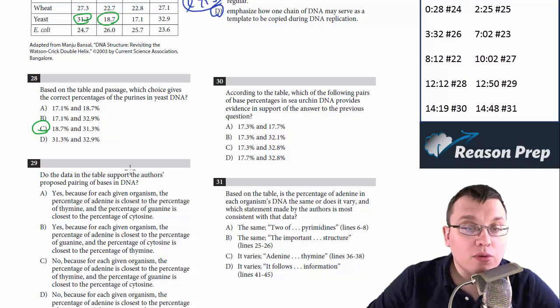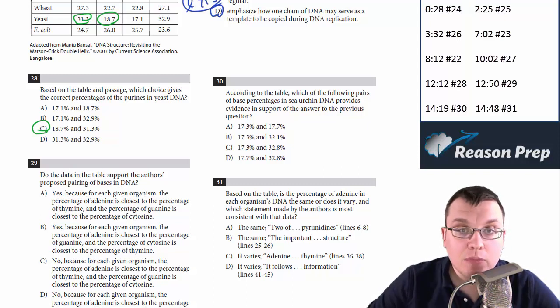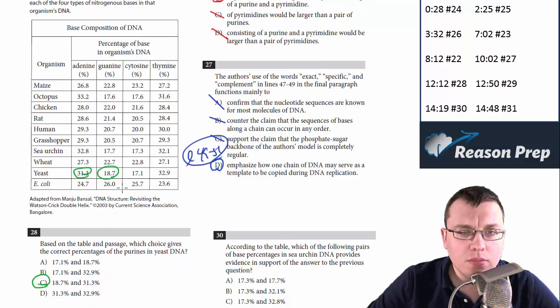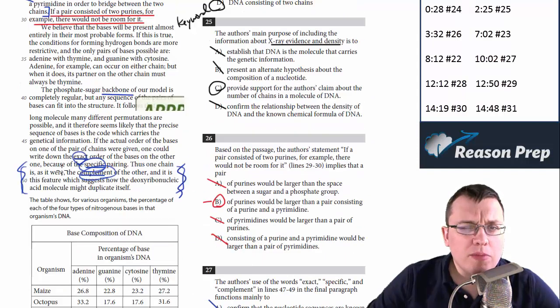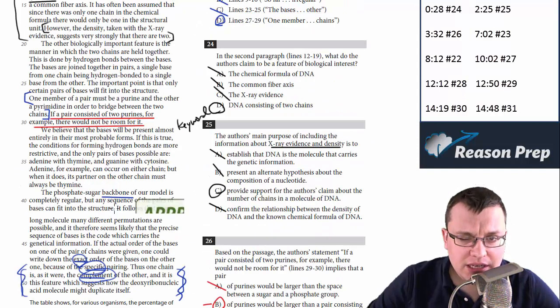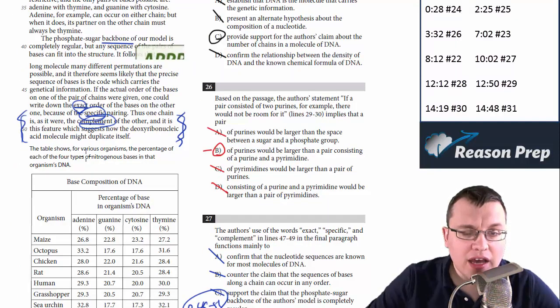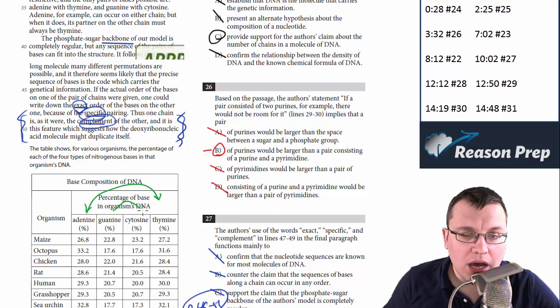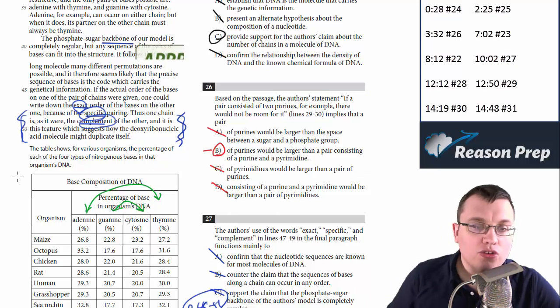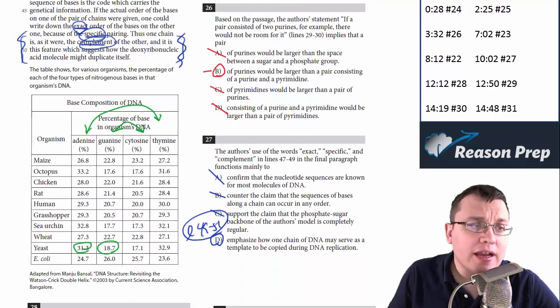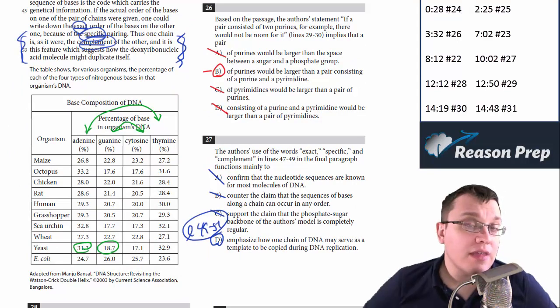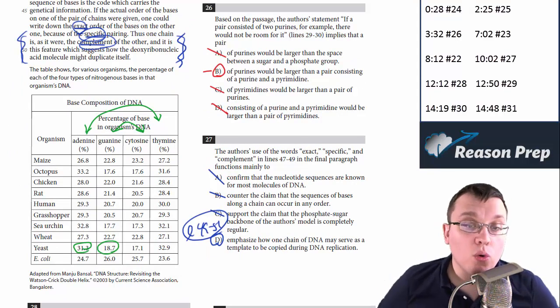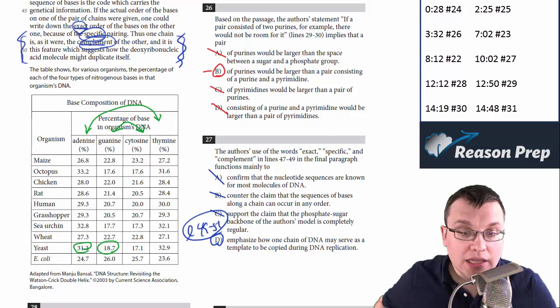Do the data in the table support the author's proposed pairing of bases in DNA? And let's see. Well, the proposed pairing was, let's see, they set it down here. Adenine with thymine and guanine with cytosine. So does it support it? Well, what we would expect if they pair together, they should be equal, their percentages, or pretty close. And let's just look at some examples.